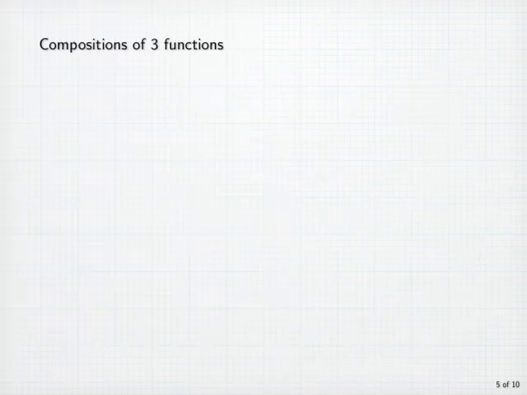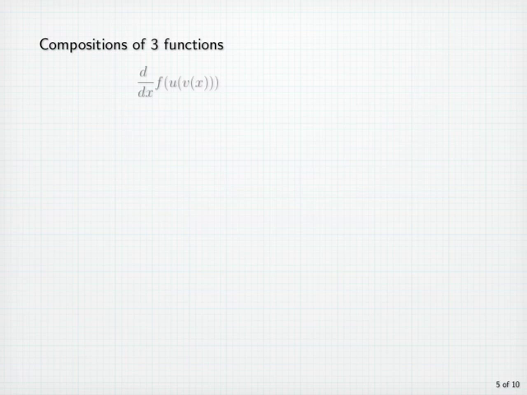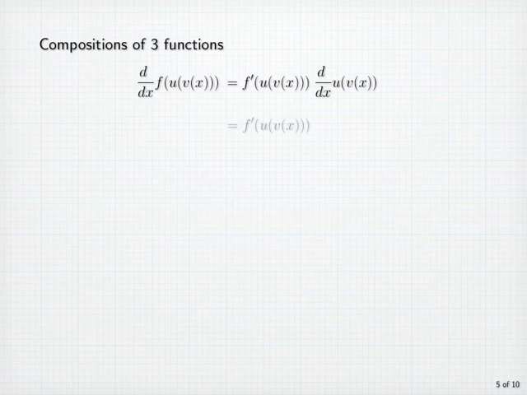The composition of three functions. The chain rule here says that the derivative with respect to x of f of u of v of x is first f prime of u of v of x times the derivative with respect to x of u of v of x. Now applying the chain rule again, the derivative with respect to x of u of v of x is u prime of v of x times v prime of x. So we've basically just applied the chain rule twice here.